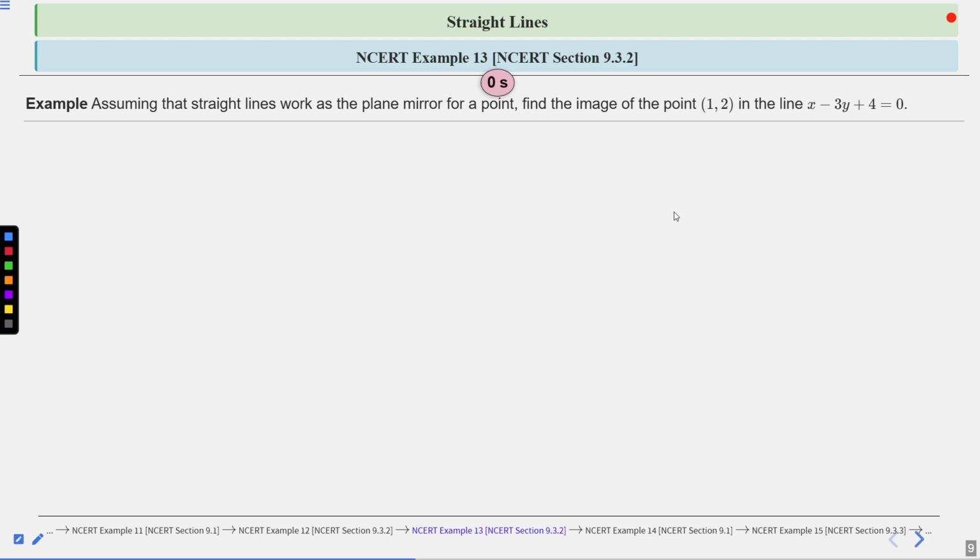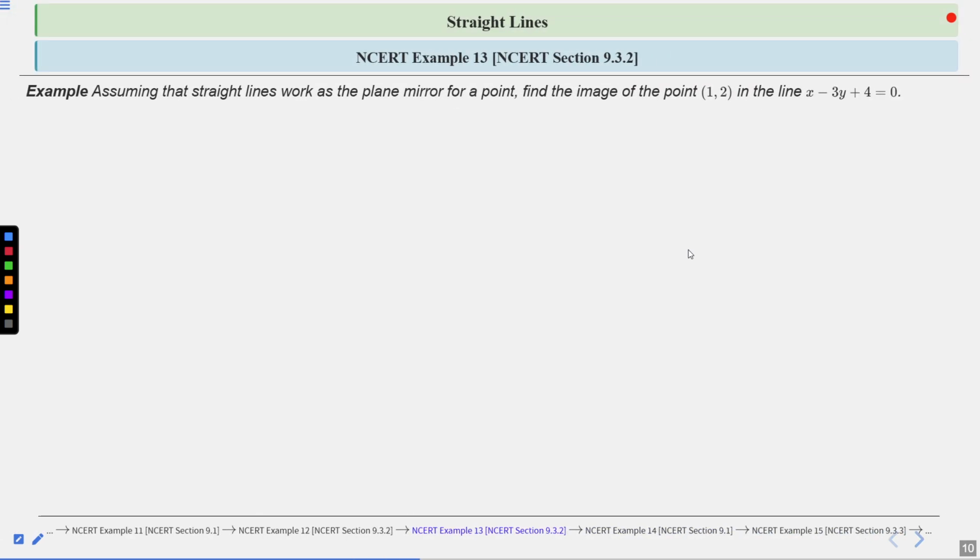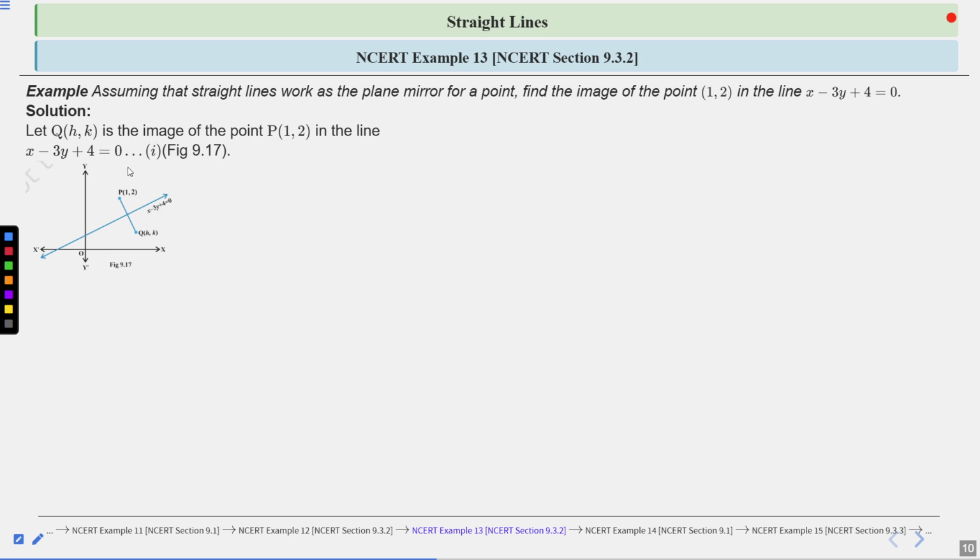Okay. So now we will solve this example. So we assume here straight lines work as a plane mirror for a point, and we have to find the image of the point (1, 2) in the line x minus 3y plus 4 equal to 0. So let us see the solution. First of all, let Q(h, k) be the image of the point P(1, 2) in the line x minus 3y plus 4 equal to 0.